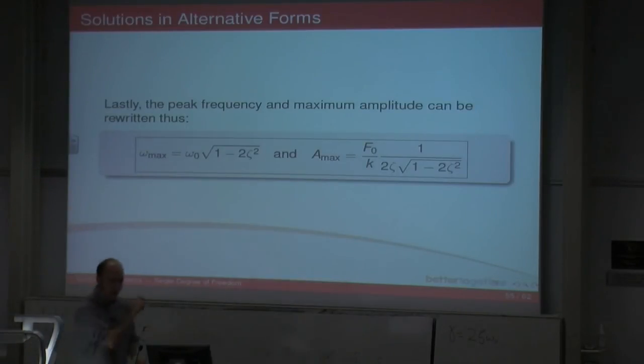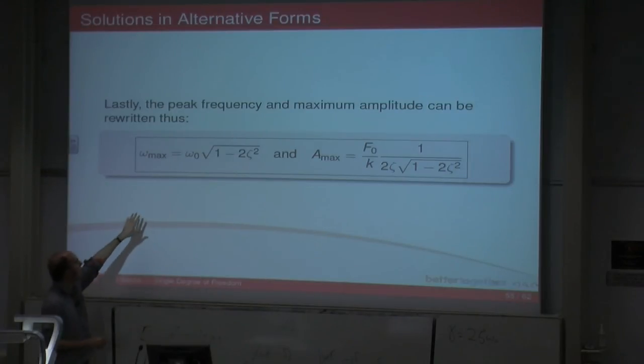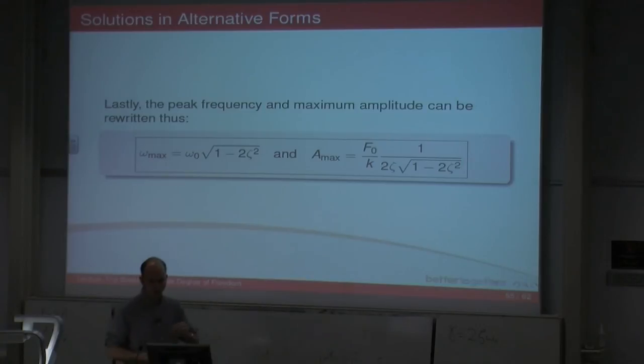And remember I talked about the peak frequency and maximum amplitude? Where omega maximum is the frequency at which you get the maximum amplitude, in terms of zetas you can replace those terms with these ones.